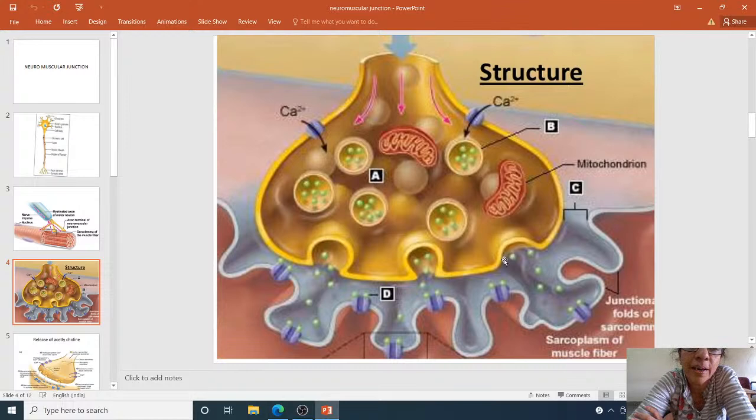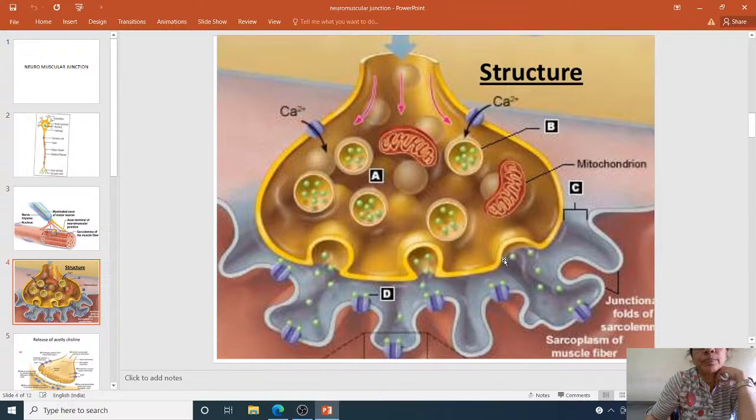Everywhere these receptors will be present. If it were a straight line, this many receptors would not have been present. At the junctional folds, on the top, bottom, everywhere, these receptors are present. So it has got nicotinic acetylcholine receptors. These receptors are ligand gated receptors, whereas the calcium channels are voltage gated calcium channels. So these ligand gated receptors open up only when acetylcholine comes and attaches to them. I'll tell you about that later.